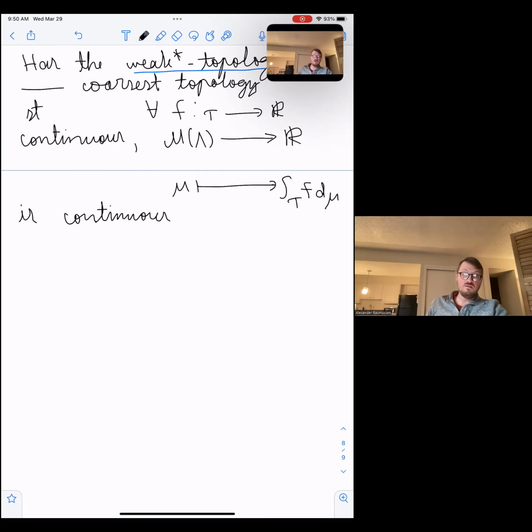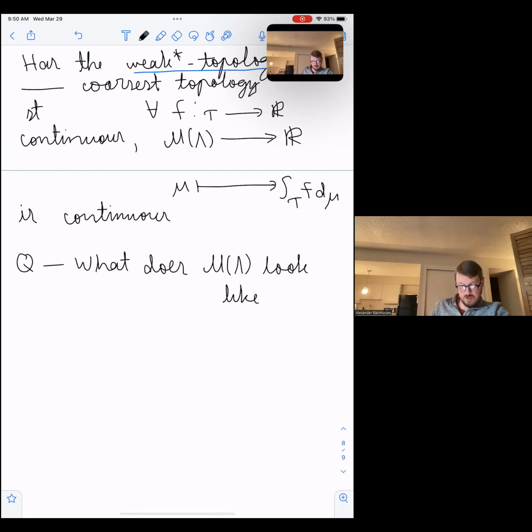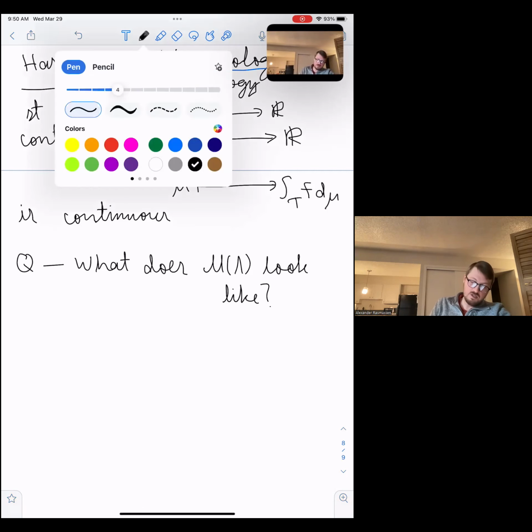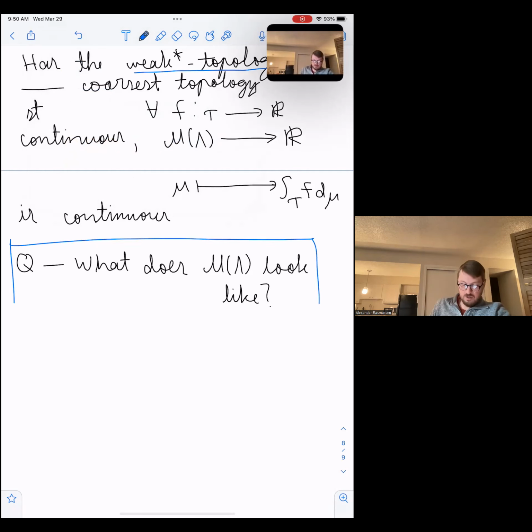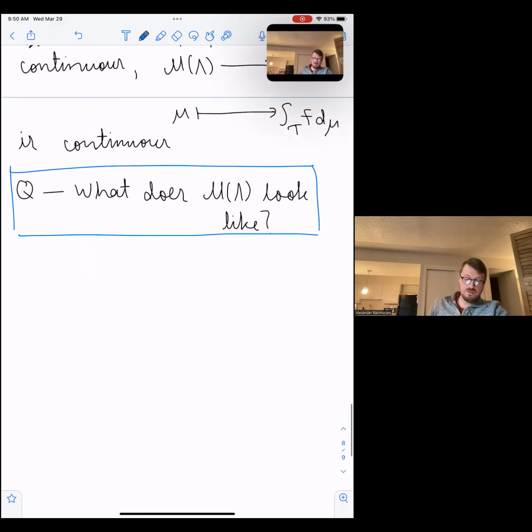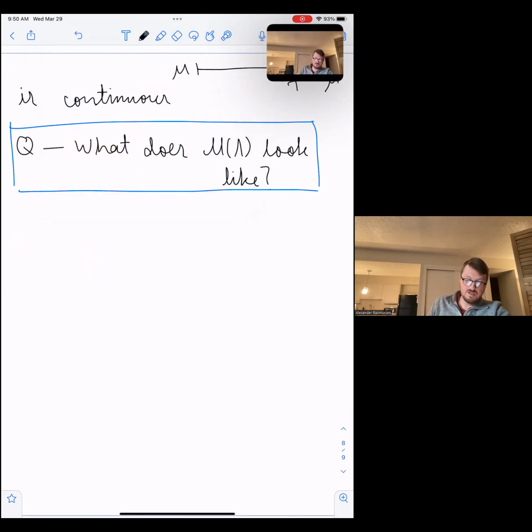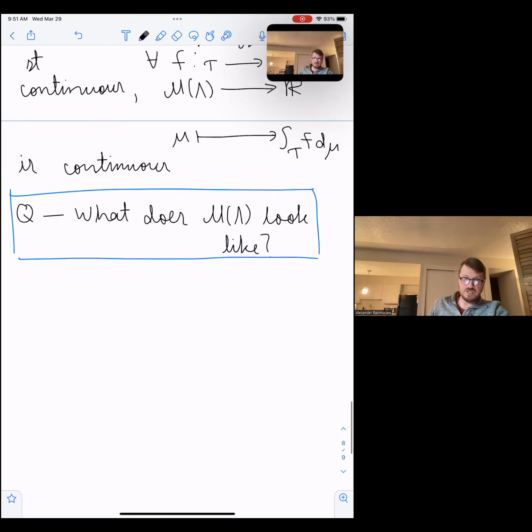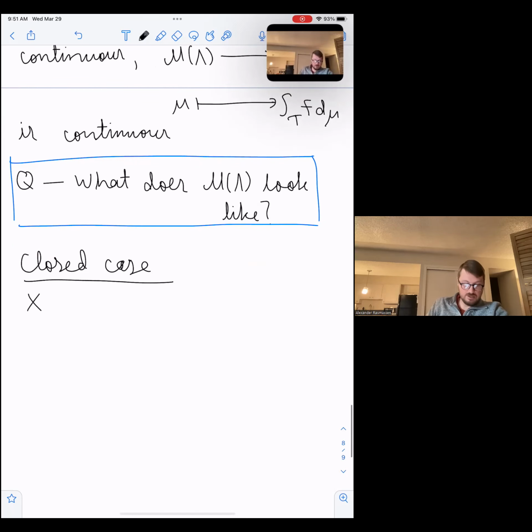Okay, so now we have a question arising from the structure. So what does this cone m of lambda look like? So it's a perfectly good topological cone. What does it look like up to homeomorphism? So to gain some motivation for this question and the answer to this question, I want to first look at the case of laminations on closed surfaces. So these are very well understood.